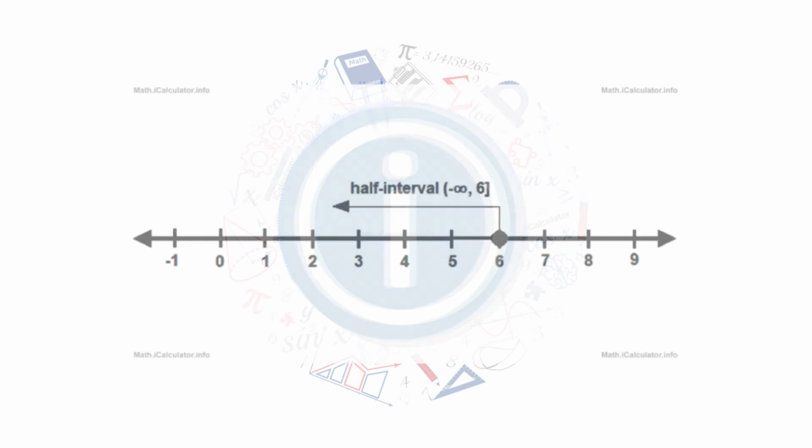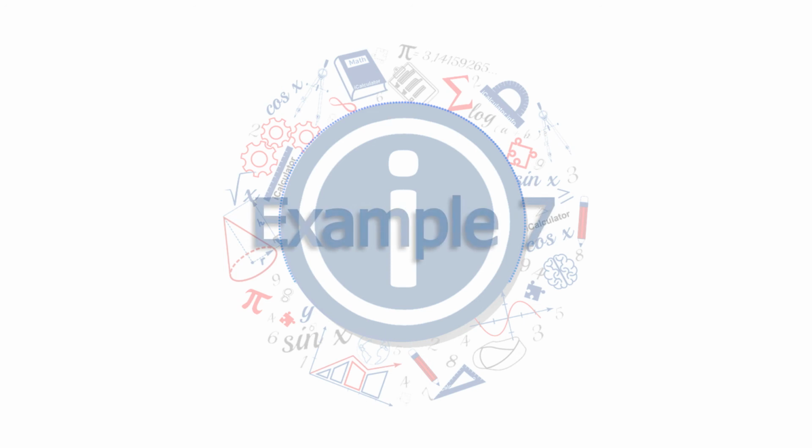The same thing occurs when the interval points toward negative infinity. In this case, the arrow points toward left. For example, if we see written (-infinity, 6], we read the set of numbers extending from -infinity to 6, including the number 6, or simply the half interval from -infinity to 6.